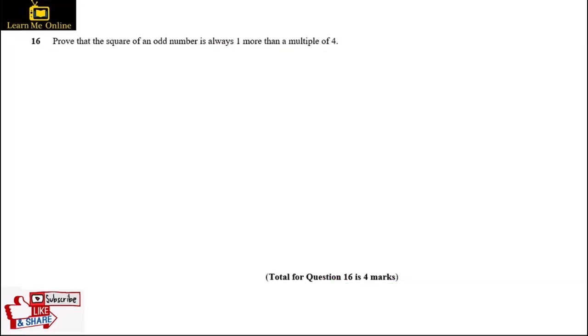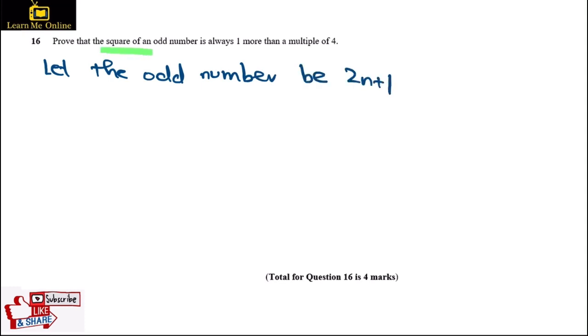Here we have the next question. It says, prove that the square of an odd number is always 1 more than a multiple of 4. So first of all, we're going to start by choosing the odd number. We're going to say, let the odd number be 2n plus 1. Then the question says the square of an odd number, so we're going to square what we have chosen, which is (2n plus 1) squared. 2n plus 1 and 2n plus 1 can be written as 2 different brackets.